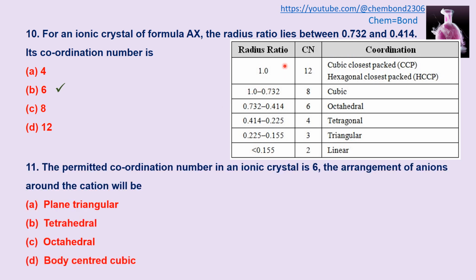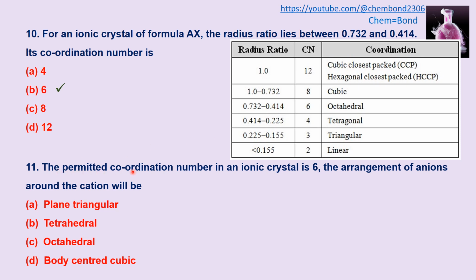Similarly, this table can be used for finding the structure of the crystal lattice. Or we can say that the coordination number or the radius ratio will be given, and we will find the structure. So that question is related to this information.